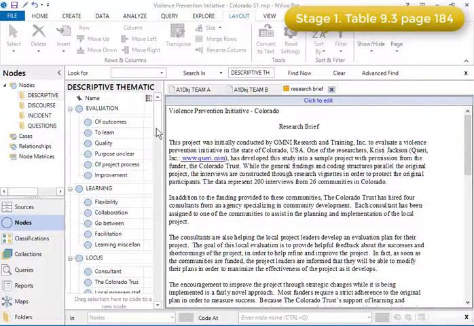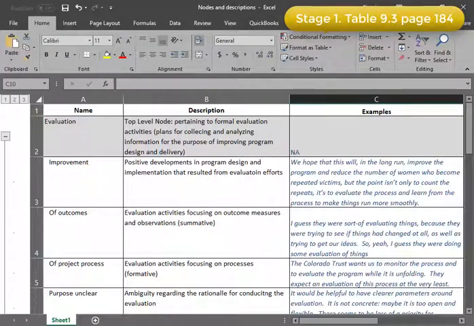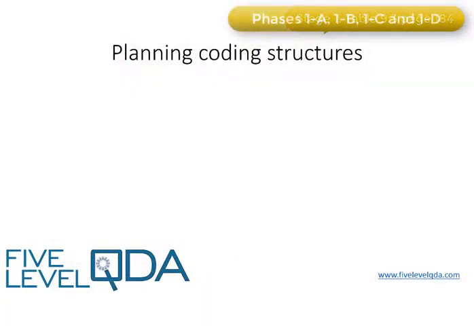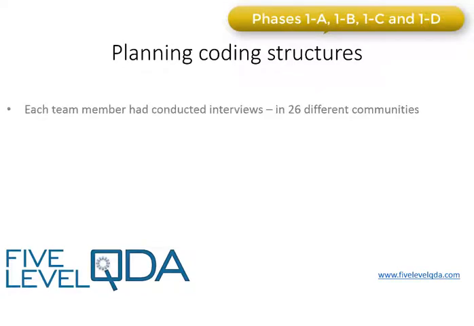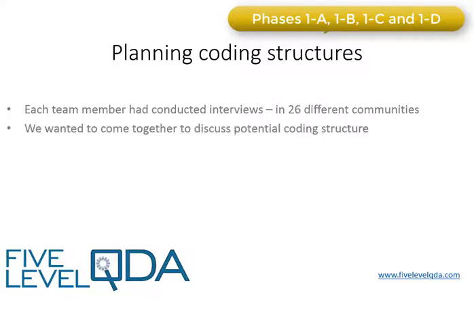Okay, so before I go into our first stage here, and I'm referring to table 9.3 in the chapter, I want to show you in Excel where we started. We actually started here and as a team met to come up with coding structures. We did this based on the fact that we all had conducted interviews in different communities. There were 26 different communities, so we had quite a bit of data. And this allowed us to come together and talk through potential coding structure.